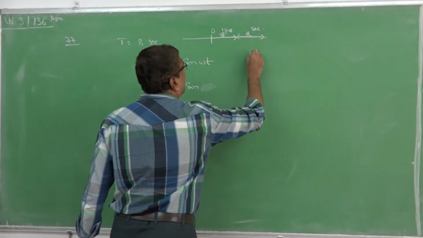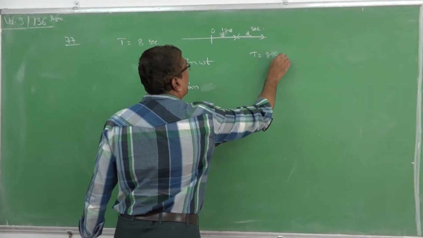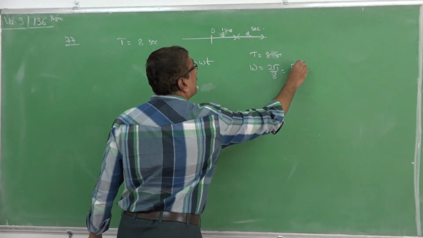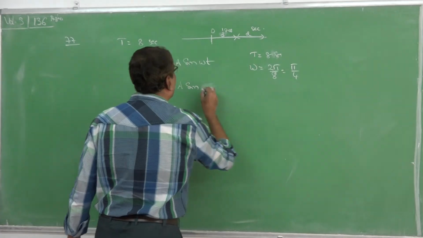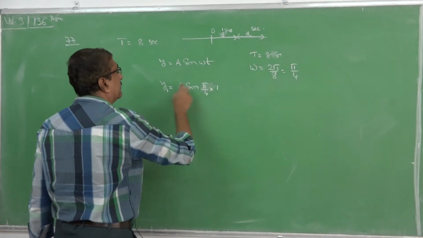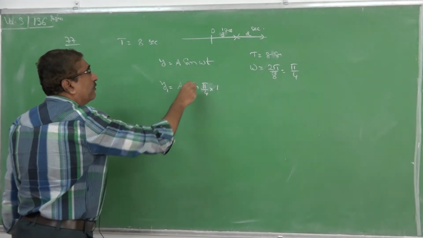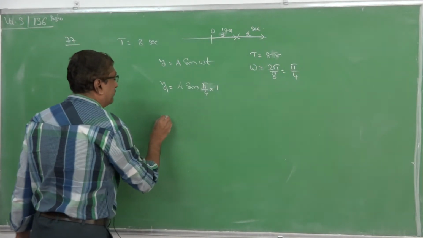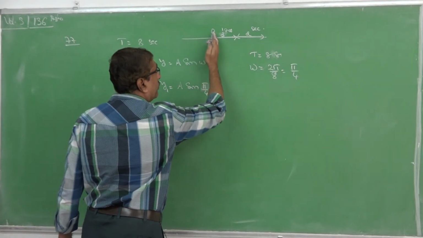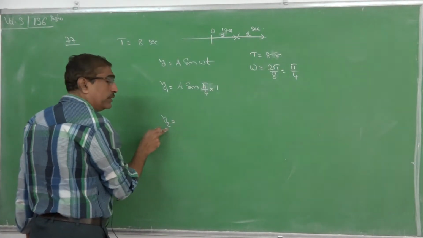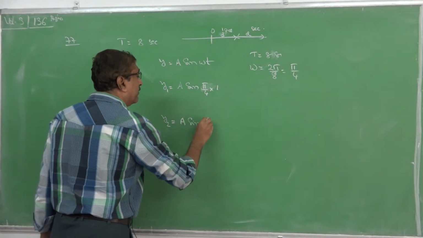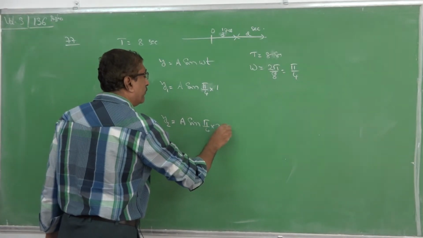So given t is equal to 8 seconds means omega equal to 2 pi by 8. That is pi by 4. So pi by 4 into 1, after the first second. Now after 2 seconds, starting 2 seconds after starting from position O, if you take it as y2, then a sin pi by 4 into 2.